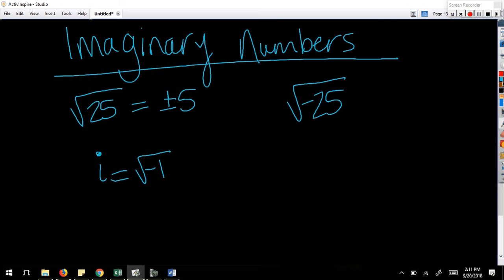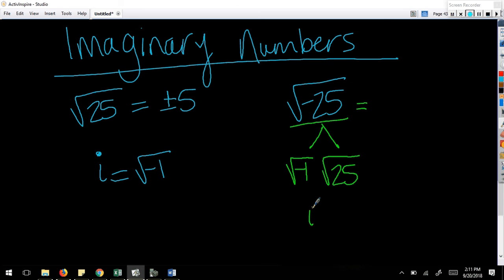So if I use that, and I have the square root of negative 25, well, what I could really do is say, remember how we can break apart like we were doing, where we did this with a perfect square? We can also break apart with a negative radical, right? Because negative 1 times 25 is negative 25.